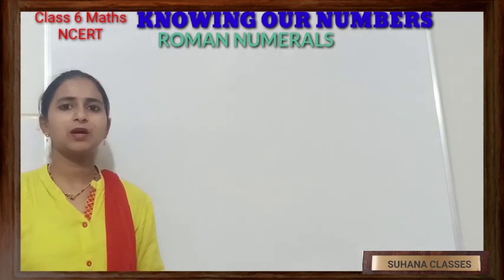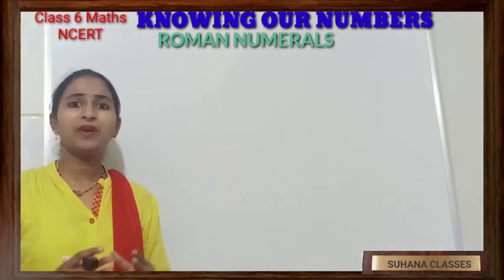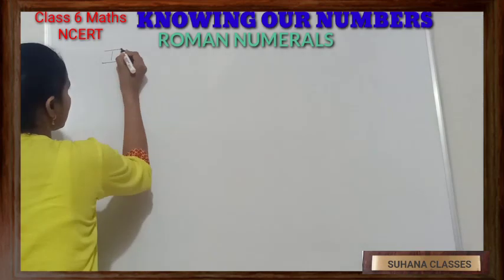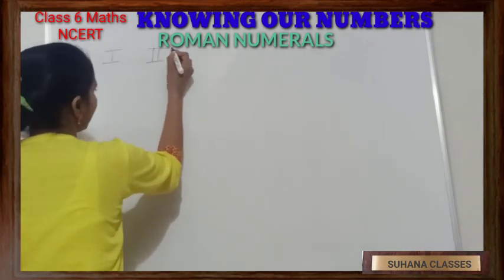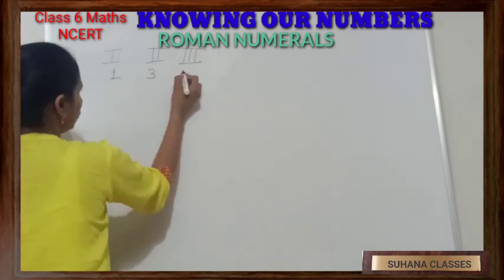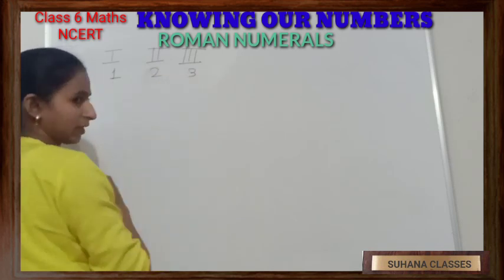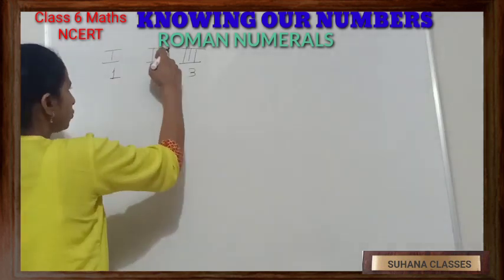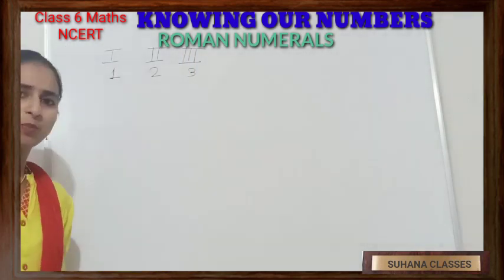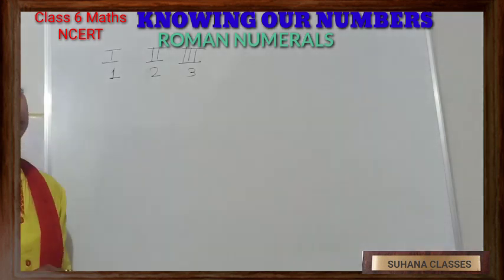If I want to give an example for the Roman numeral system, you can just take an example of the nameplates of your classes. You can see the nameplates of your classes are written like this. This is first, this is second standard, third standard. We don't write it like 1, 2, 3. So this is also a number system which is called the Roman numeral number system. So let's see how the numbers are presented in the system.